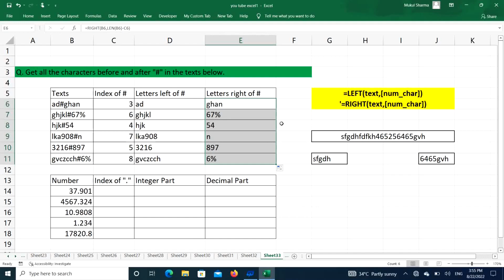Now I hope these formulas were very simple, and if you understood this table, guys, I hope you don't have any problem in solving this problem. I leave it for you. You can do the same process as we have done in the case of the hashtag. These are decimal numbers. You need to extract the integer part and the decimal part separately. Okay. Get the indices of the decimal point in each case. Then repeat the same process for the LEFT and RIGHT formulas. You will get your answer.